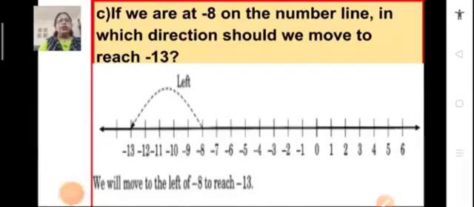Children, with this question we come to the end of the first exercise in integers. We end this session here and we will learn more topics and solve more problems in our coming session. Thank you.